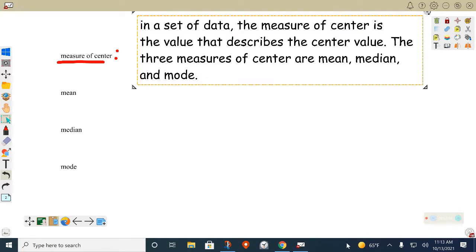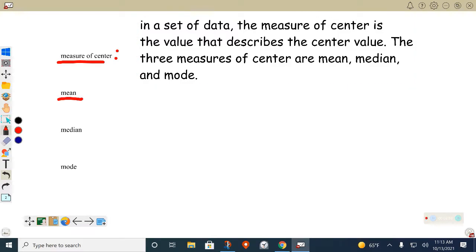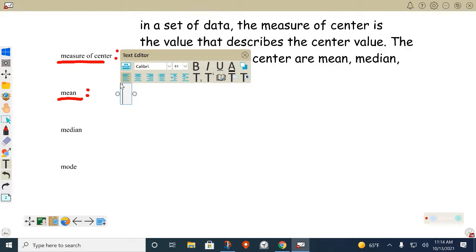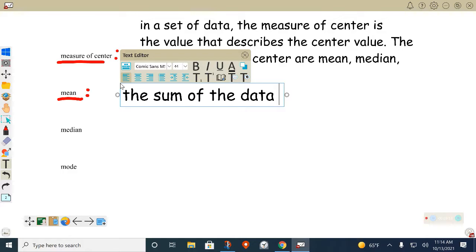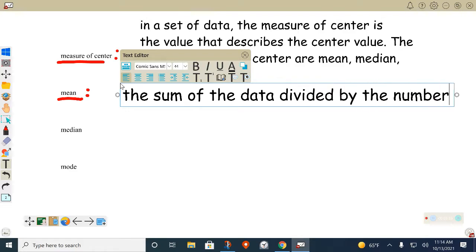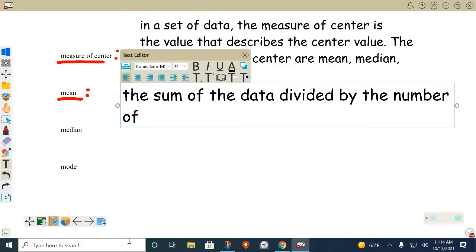Next word: what's the mean? The mean of data is a way of measuring the center. It's the sum of the data divided by the number of data values.